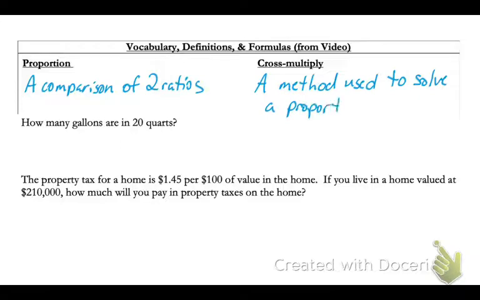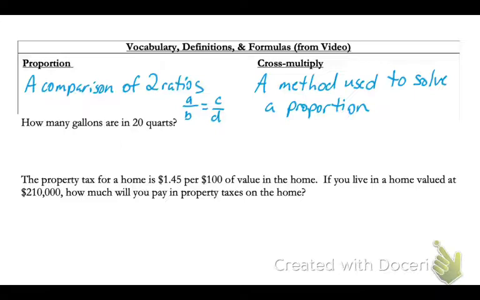Now let me show you an example of a proportion just using some general variables, A, B, C, and D. So we could set up one ratio and just say A over B equals, and then our second ratio, C over D. So when you have one ratio equal to another, that creates a proportion, and then if you have an unknown in that, you can solve for that unknown.